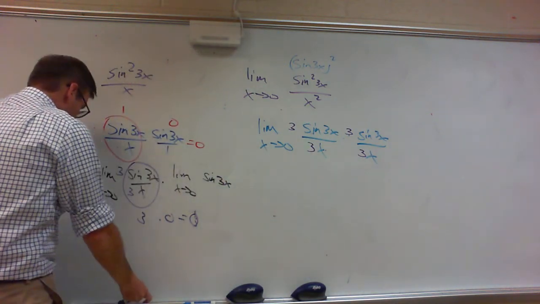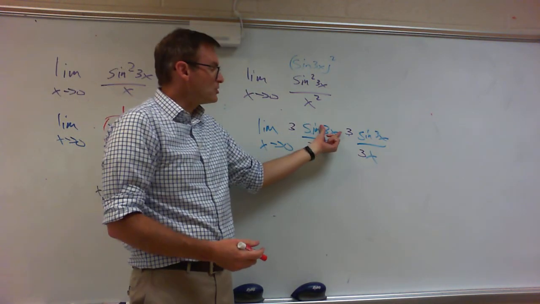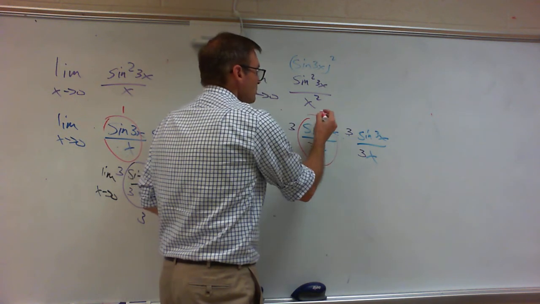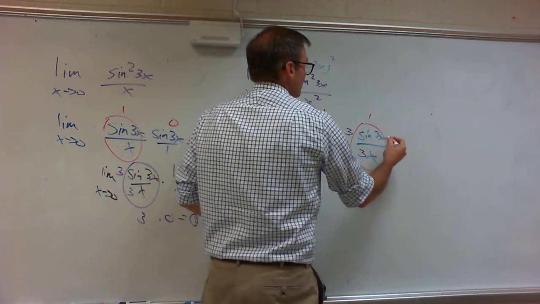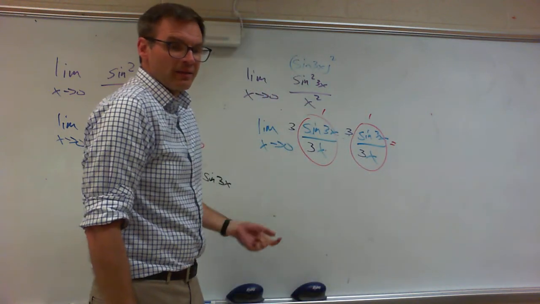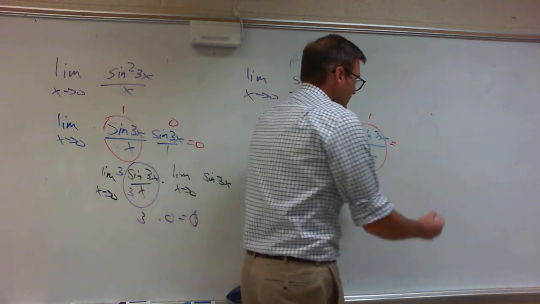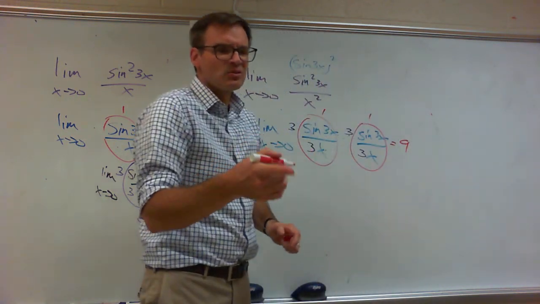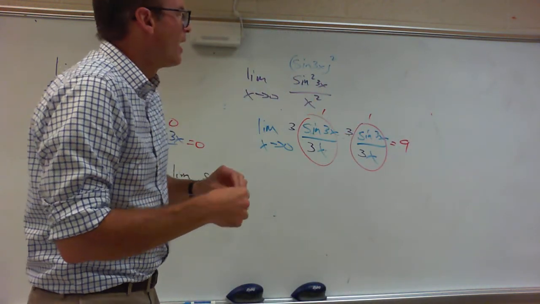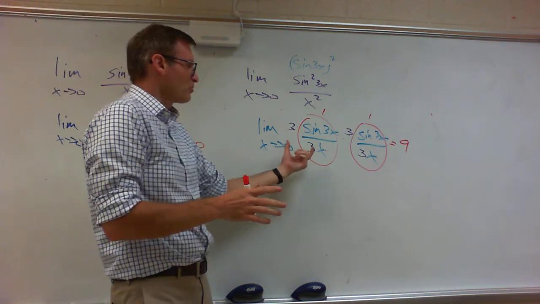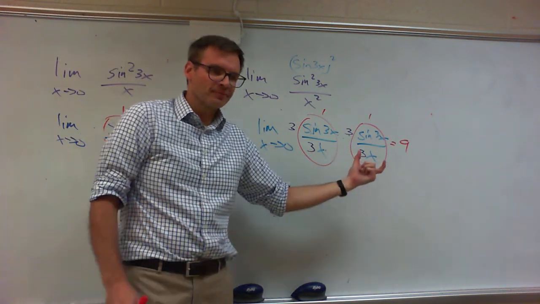And then I go through, and I know sine of stuff over that same stuff is a big fat 1. So this is a big fat 1, and this is a big fat 1. And so now I end up with 3 times 1 times 3 times 1, and now I get the 9. Which I think is what you were getting at. But to me it seems simpler if I go ahead and write them down separately.